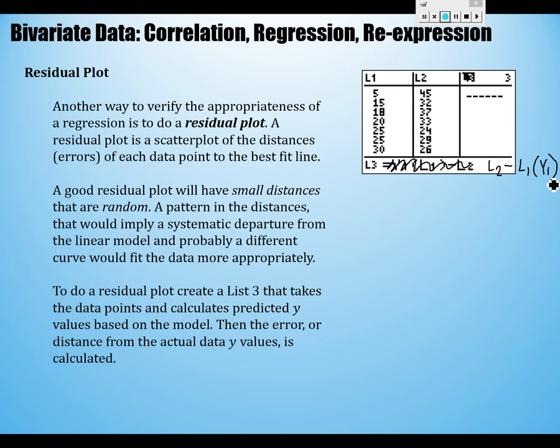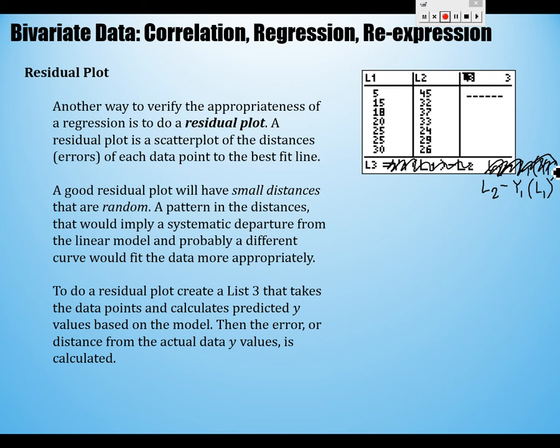Now what did I just ask you to do there? Well, I've asked you to take the actual value in L2 and subtract the predicted value from the regression equation. You see what I'm doing? I'm asking you to, oh, I'm sorry. I wrote that wrong. L2 minus Y1 of L1. There we go.